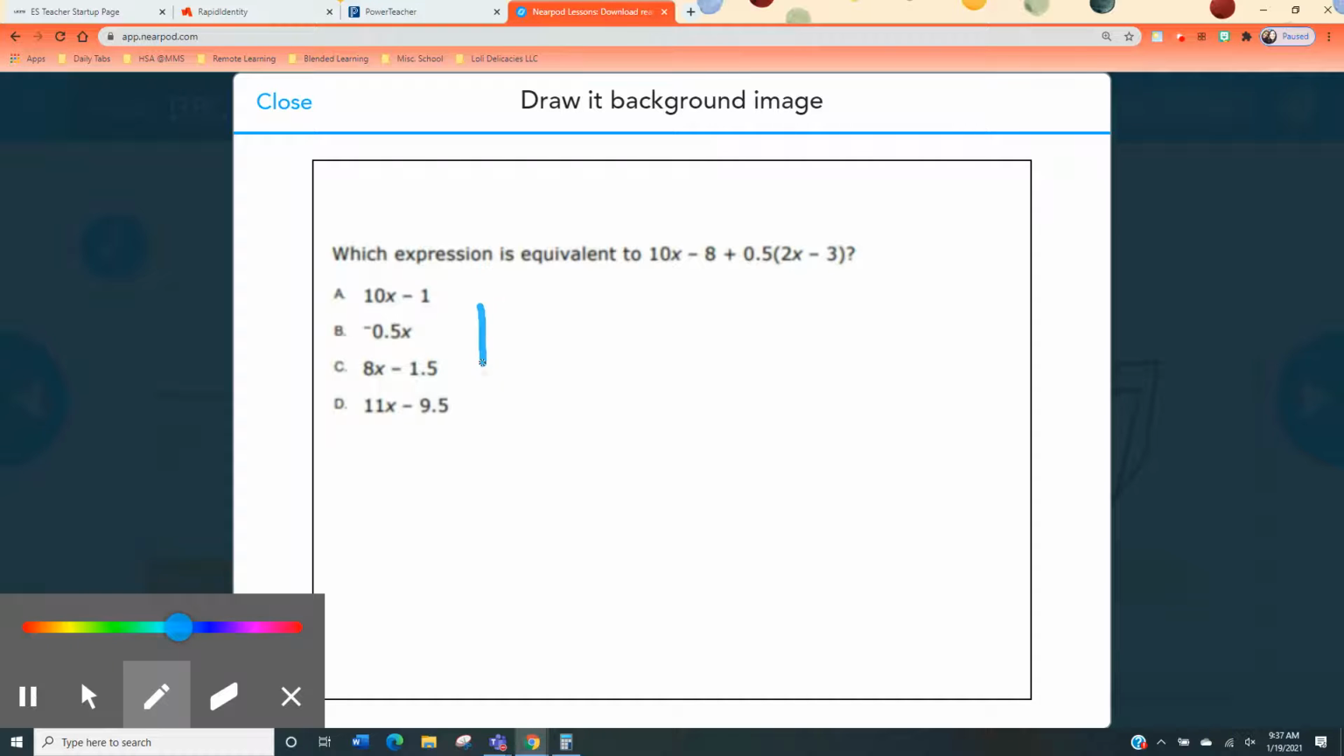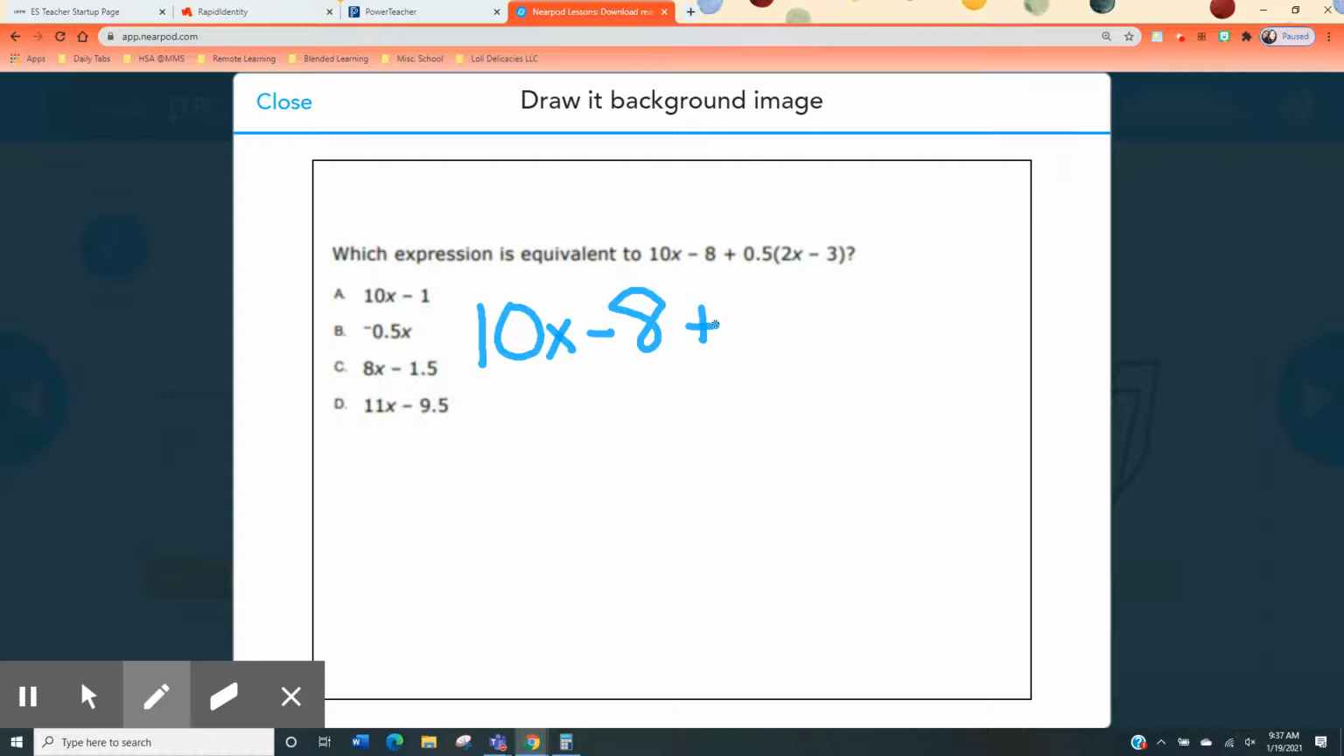So I have 10x minus 8 plus 0.5, and now I have my box where I'm going to multiply 2x minus 3.